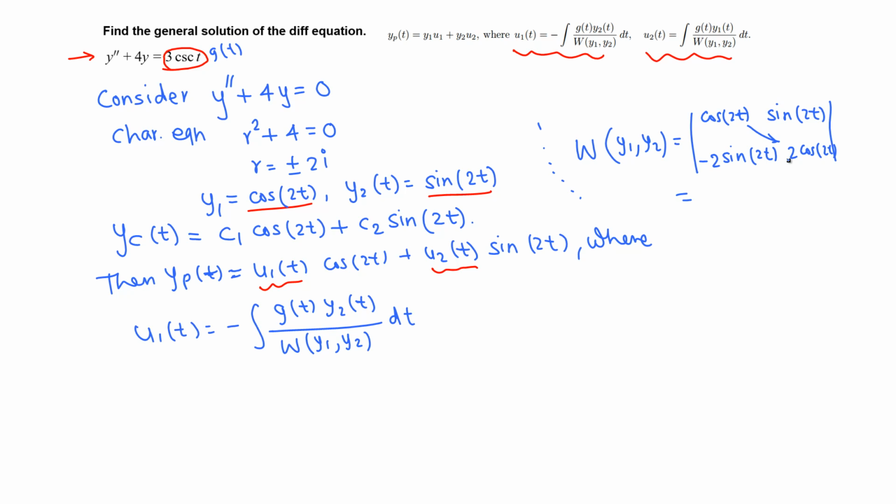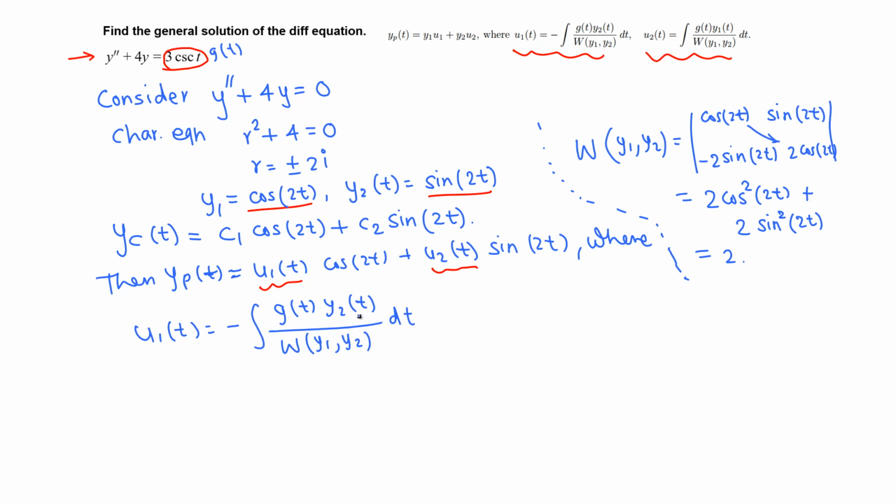So cosine 2t times 2 cosine 2t is 2 cosine square 2t, minus this way, and there is already a negative, so this becomes plus 2 sine square 2t. We can factor 2 out, and that leaves cosine square plus sine square, which is 1. So the Wronskian is 2. So the Wronskian of y1 and y2 is just 2.